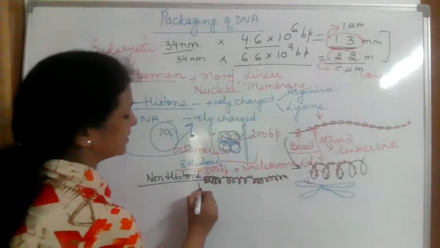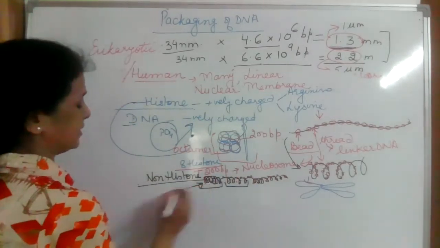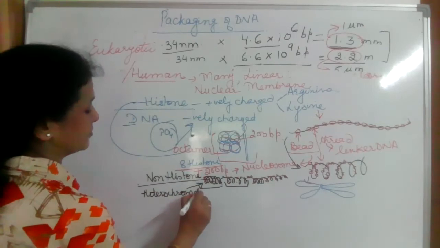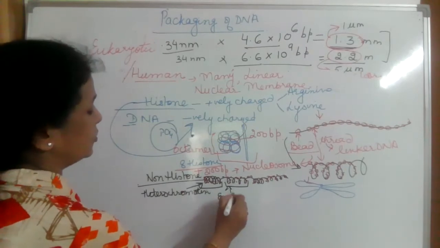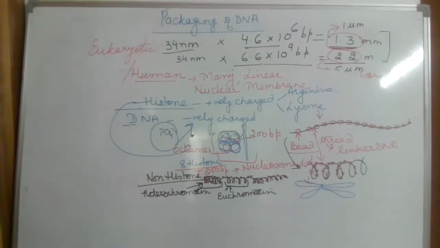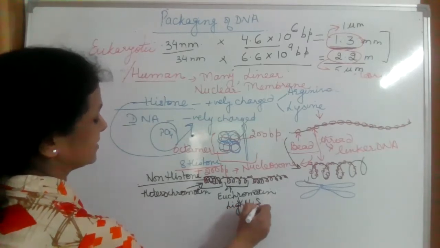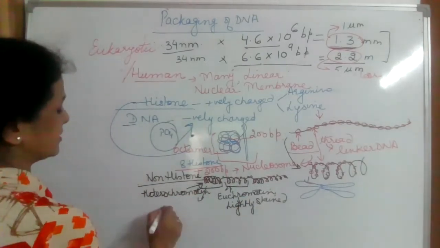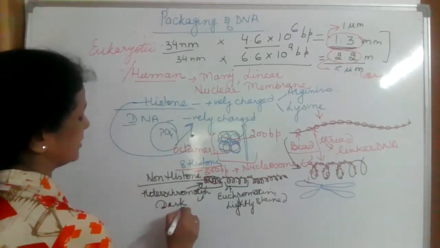So this is densely packed and this is loosely packed DNA. This densely packed DNA is called heterochromatin, and loosely packed DNA is called euchromatin. And when this is stained, definitely the euchromatin is going to be lighter in color. So this is lightly stained because it has less DNA in it, and the dense region will give a dark stain.